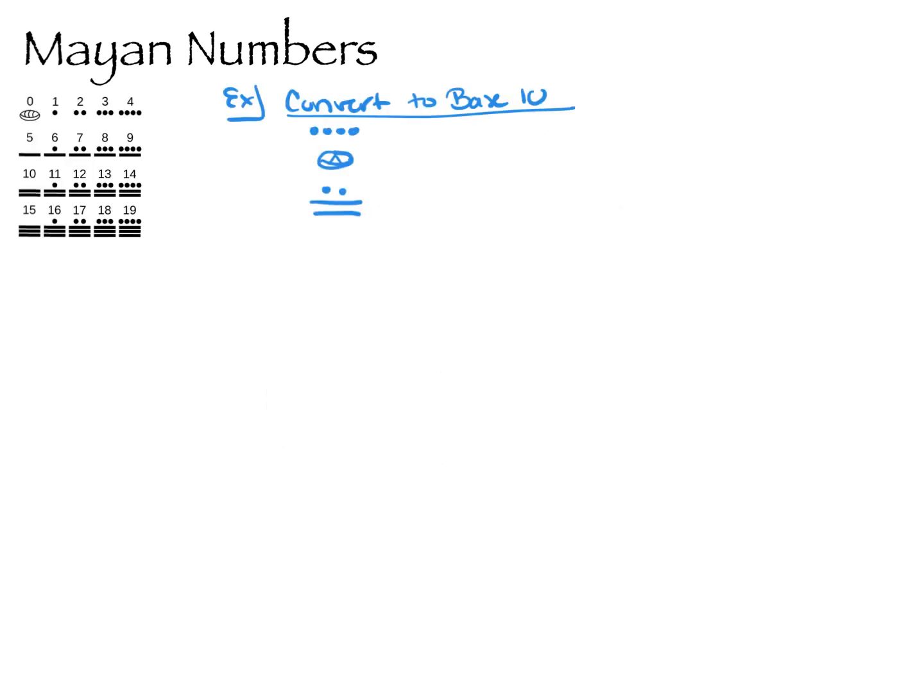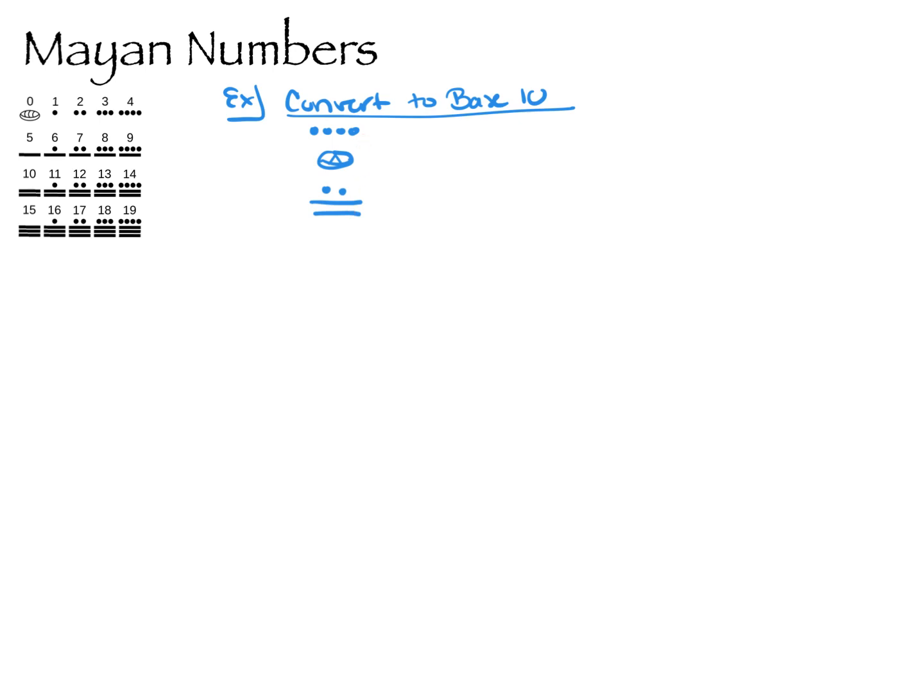Let's convert the following Mayan number into base 10. When you're reading Mayan numbers, it's important to know that instead of Hindu-Arabic numbers, where the places go from the left to the right, so in this number 15, there's 1 10, and on the right side of that, there are 5 1s, Mayan numbers are read from the bottom up.